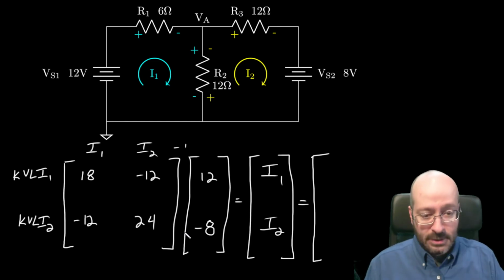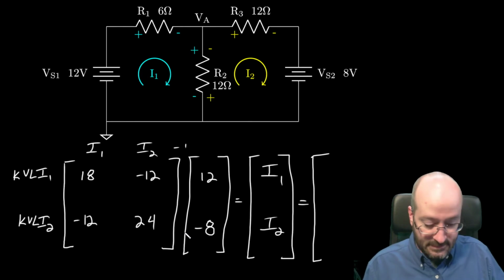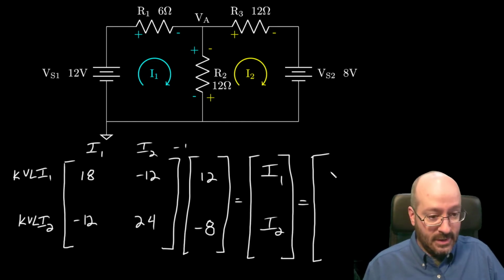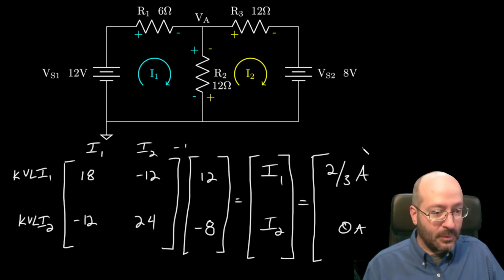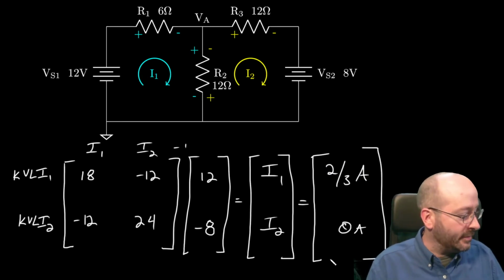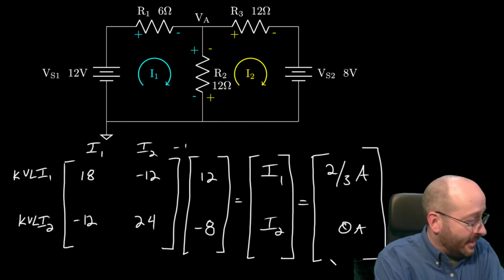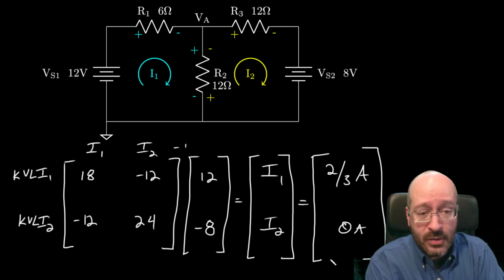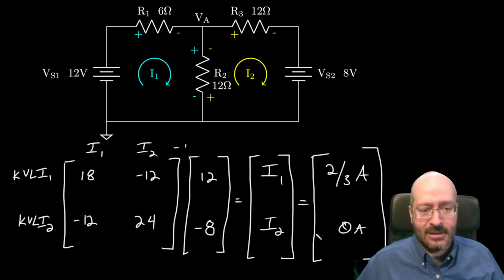Plug it in and get fast with your calculator. 12, negative 12, 24, and negative 8. I get 2/3 of an amp and 0 amps. Oh, this was the one that had 0 amps on the right-hand side. I remember that now. We're done. With all my yapping, that whole video is 2 minutes and 40-some odd seconds.